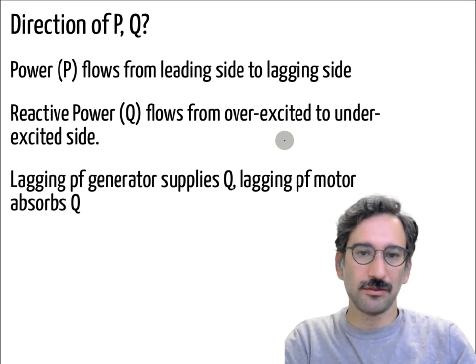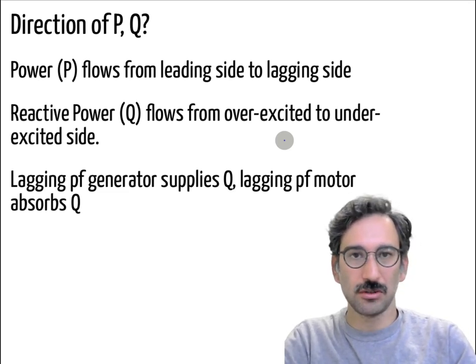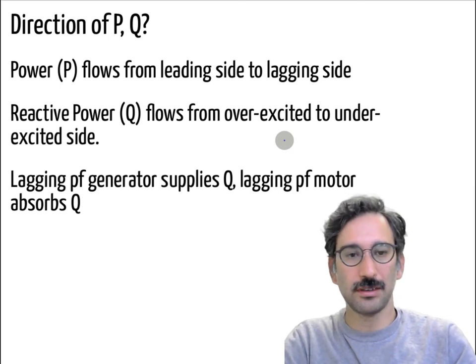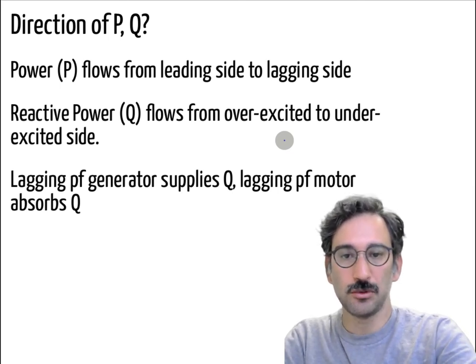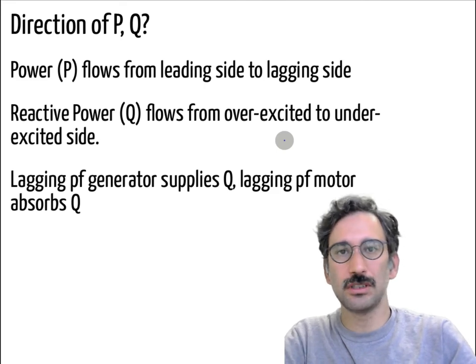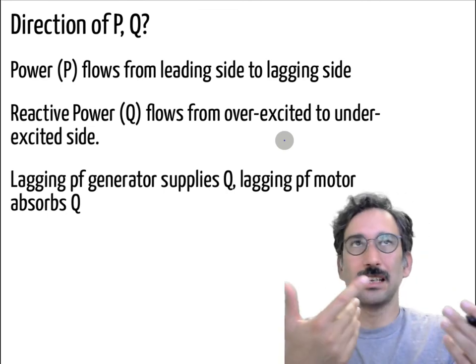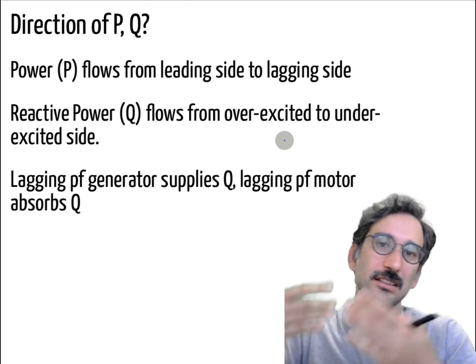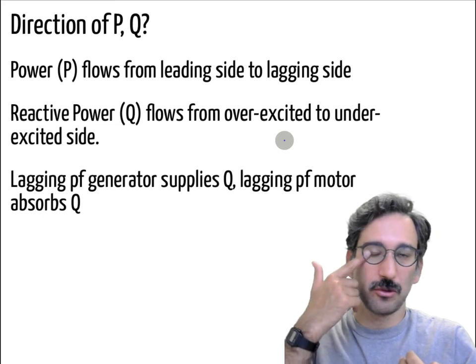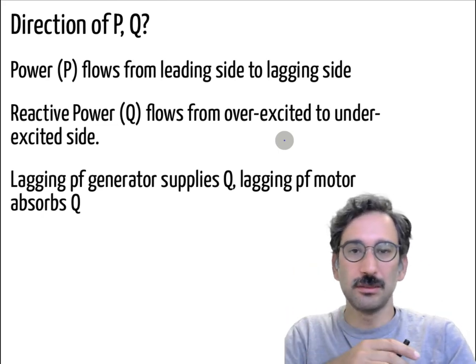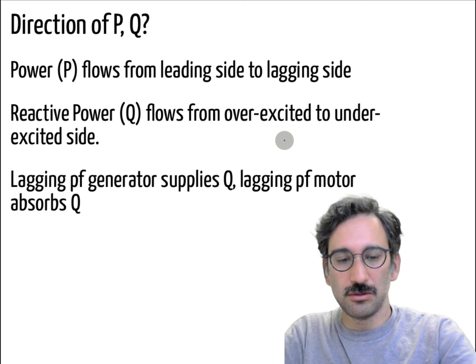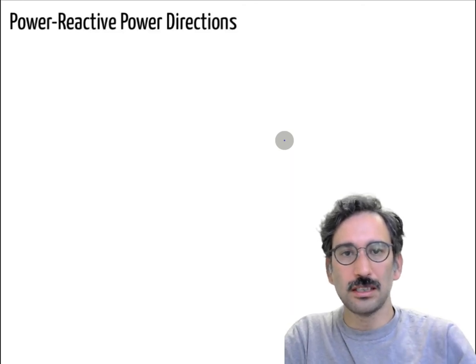And lagging power factor generates, again I will show you a couple of phasor examples. So a lagging power factor generator supplies Q, reactive power, and a lagging power factor motor absorbs Q. So that is usually a confusing concept. Real power is easier to understand, where if it is working as a generator, then it supplies real power. If it is working as a motor, it consumes real power. But with the reactive power, it's usually quite confusing. So let me show you a couple of examples for that.